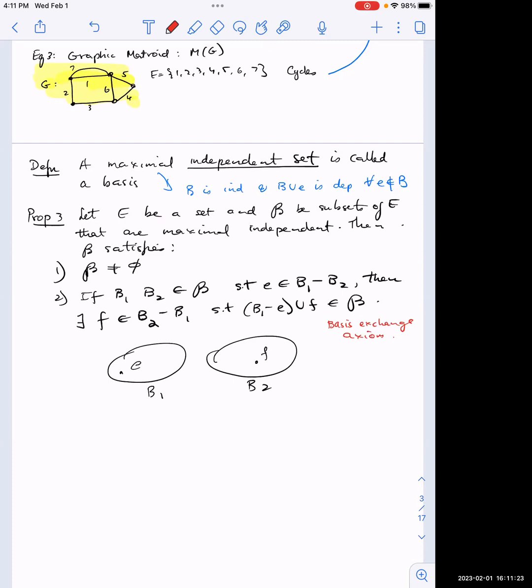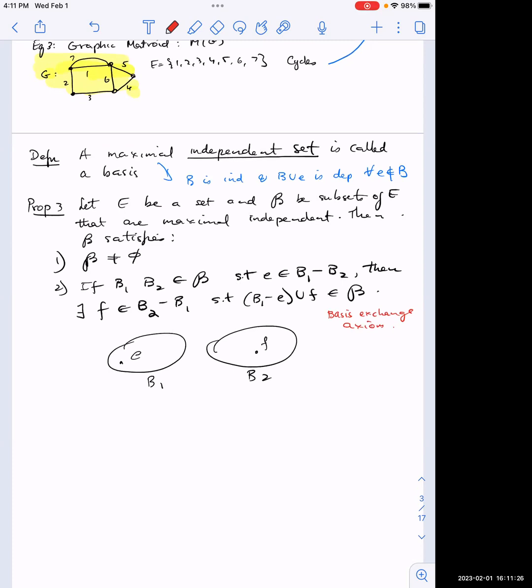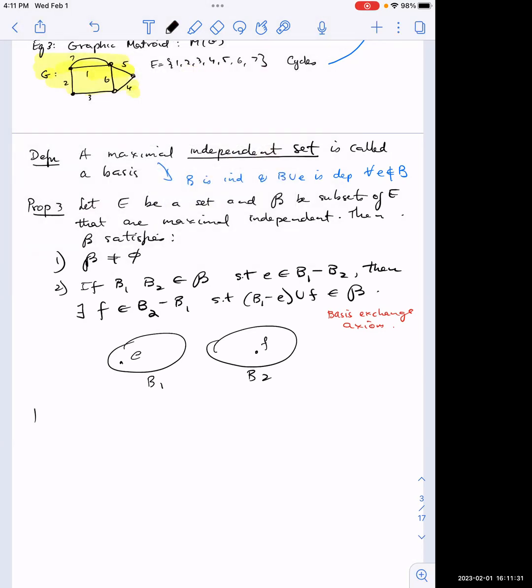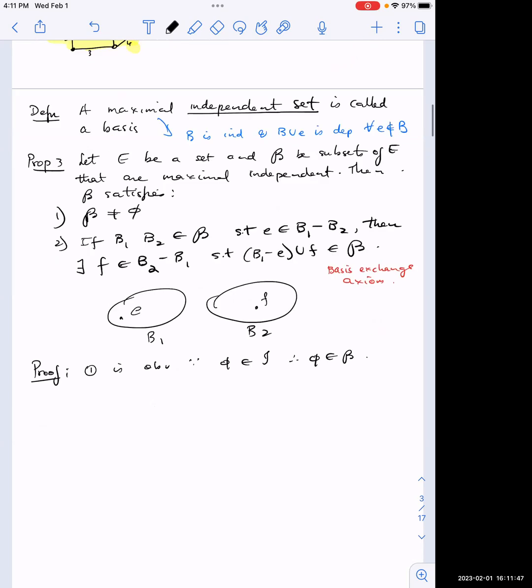So we want to show that the maximal independent sets satisfy the basis axioms. Right. So proof. One is obvious because the empty set is in I, therefore the empty set is also in B. So take two bases, B1 and B2 in B. First, we'll show that they have the same size.